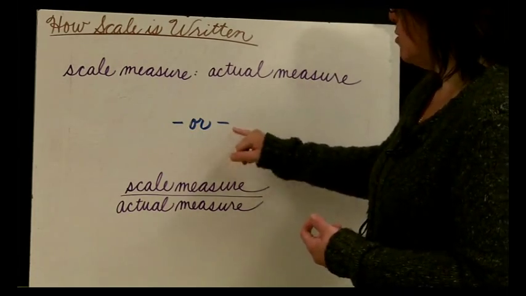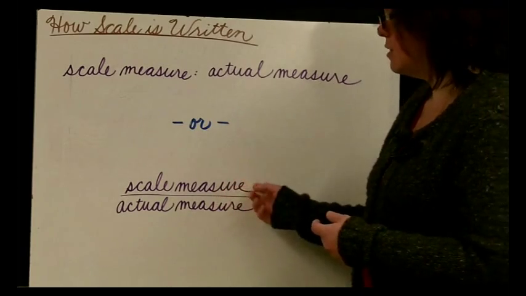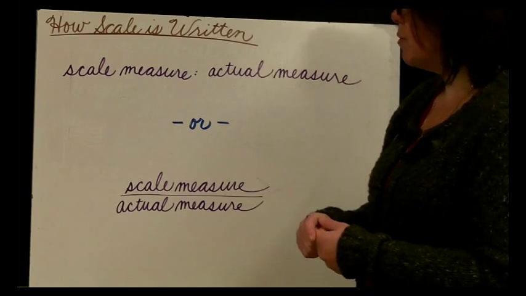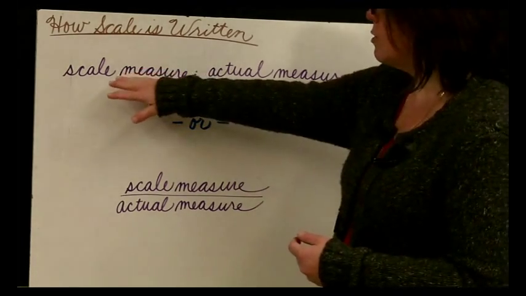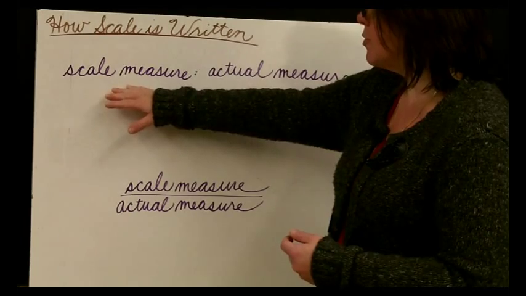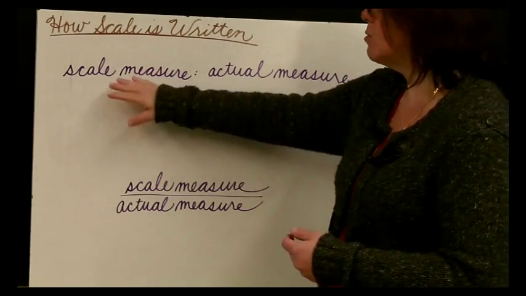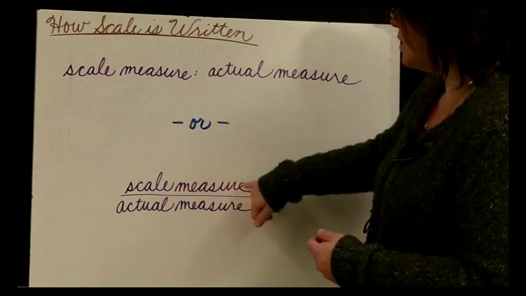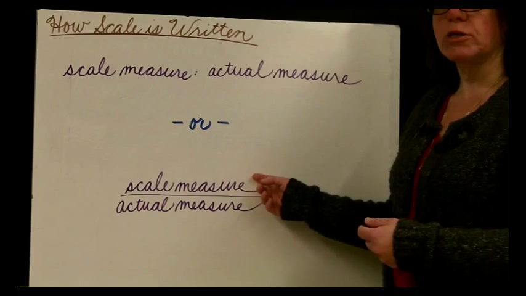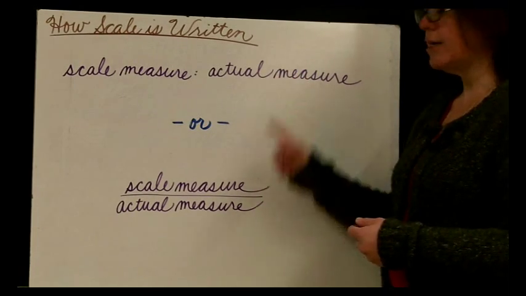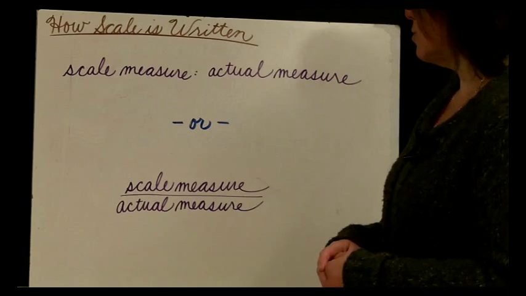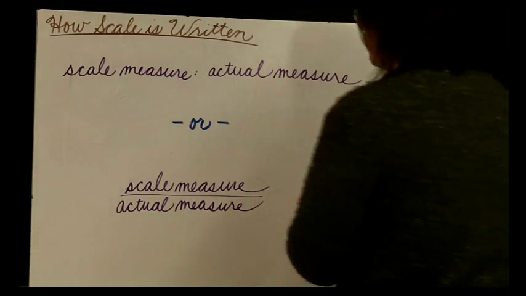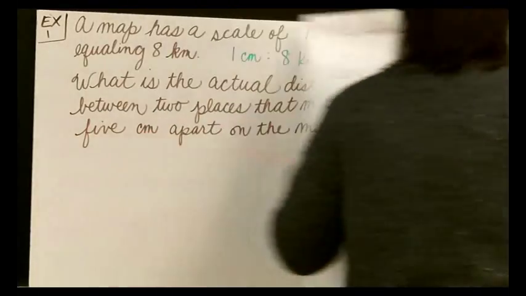Now, the second way, and the way that we'll use most often in this lesson, is the fraction representation of the ratio. And if you remember from last week, the number that comes first in this colon form of the ratio gets represented in the numerator of our fraction, and then the measurement that comes next goes in the denominator. So if you were to write this out, it would be scale measure over the actual measure. Now we can get started.